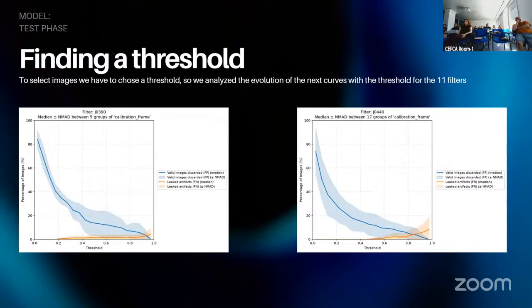So we analyze it through the next curves. The blue one is the valid images that would have been discarded depending on the threshold. That of course is going to go down because as I increase the threshold, I pick more images, so I discard fewer valid images. And the opposite happens with the leaked artifacts. As I go to a higher threshold, I'm going to incorrectly select more artifacts.